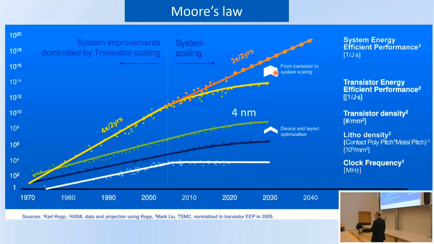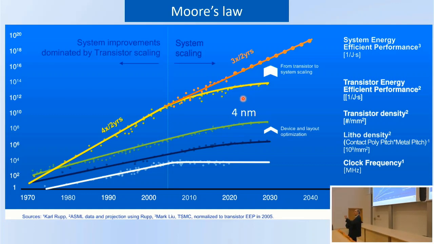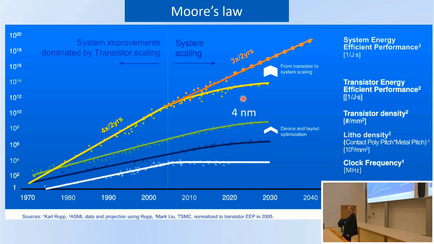Here you have 10 billion transistors. The size of a transistor is 4 nanometers. So 10,000 times less than your hair. And in the cross section of a hair, you can put 100,000 of them. And if you have a square centimeter, you have these 10 billion.